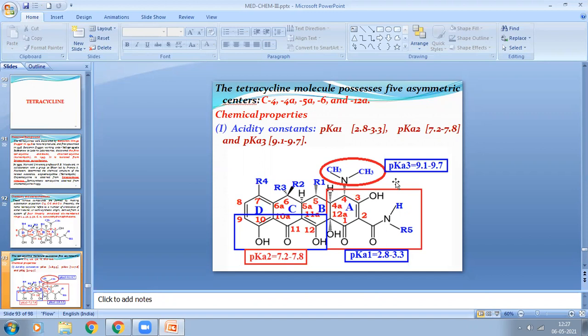Next, let us go to the chemical properties. This is chemical reaction, the second one.